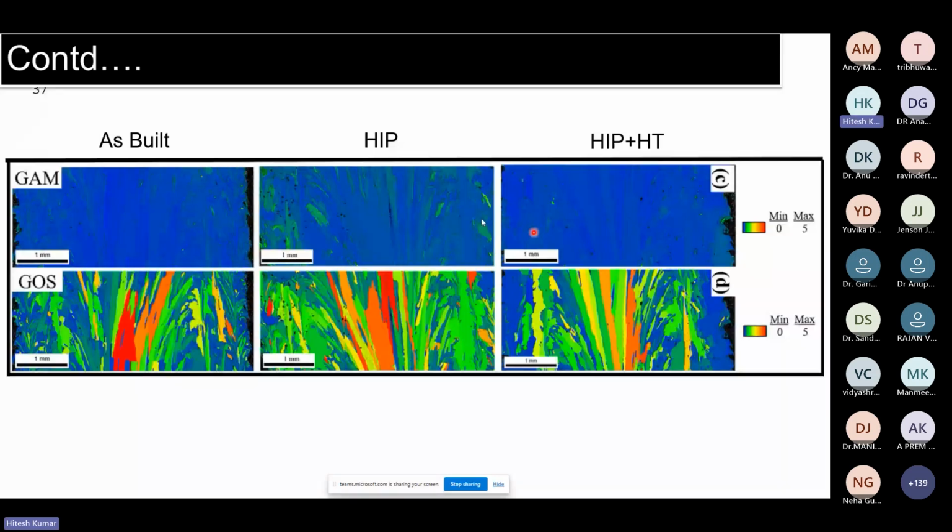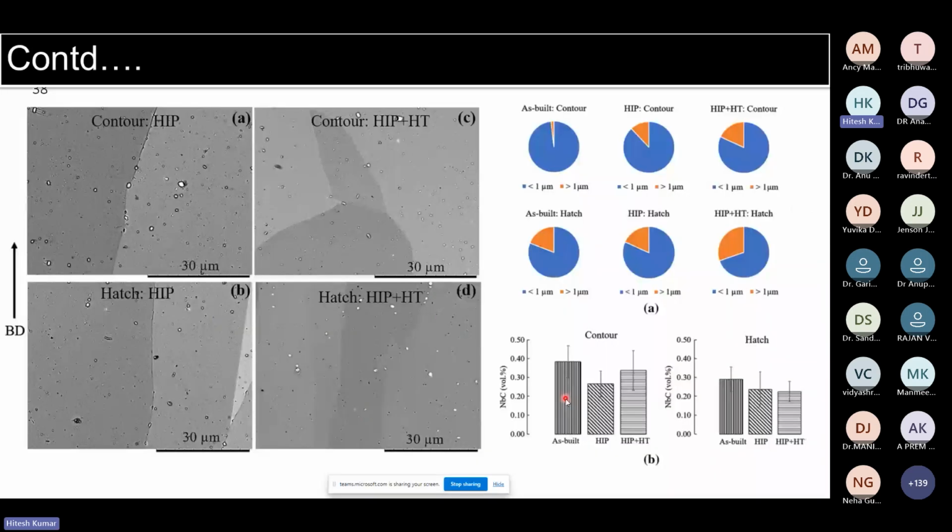This is again confirmed with the GAM and the GOS. GOS is basically called grain orientation spread, which is also calculated with the help of EBSD. So we'll try to find out how much precipitate fraction is there in the contour and the H direction.